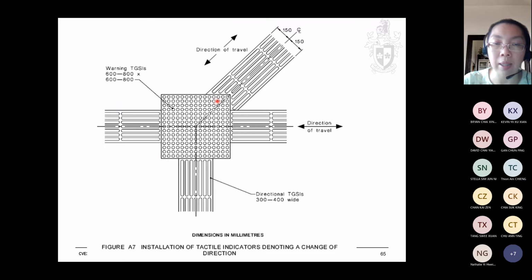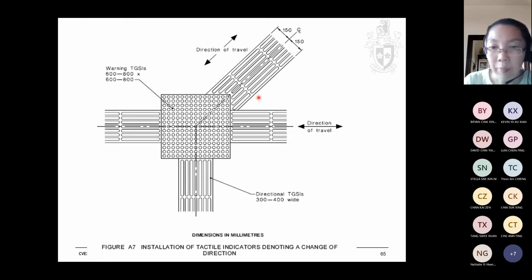All right, so when we see all these tactile surface indicators, please don't park your bicycle on top of these hazards, on top of these tiles. Don't put something on these tiles. Respect these facilities because it is there for a purpose.